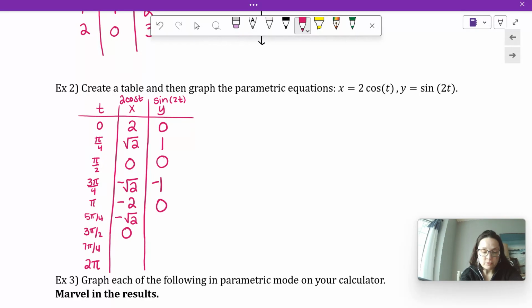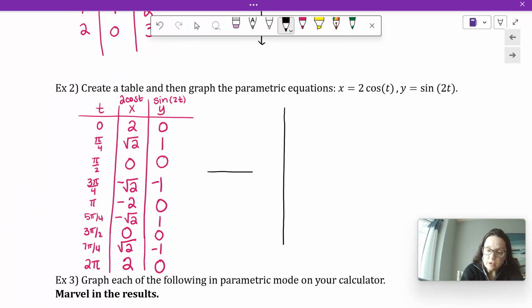Cosine of 3 pi over 2 is 0. Cosine of 7 pi over 4 is root 2 over 2. Times 2 gets me a root 2 again. And cosine of 2 pi is 1, which makes that a 2. And let's see. Sine of 10 pi over 4 is the sine of 5 pi over 2, which is basically back to 90. So that's 1 again. And then just trust me, this pattern is going to continue for sine.